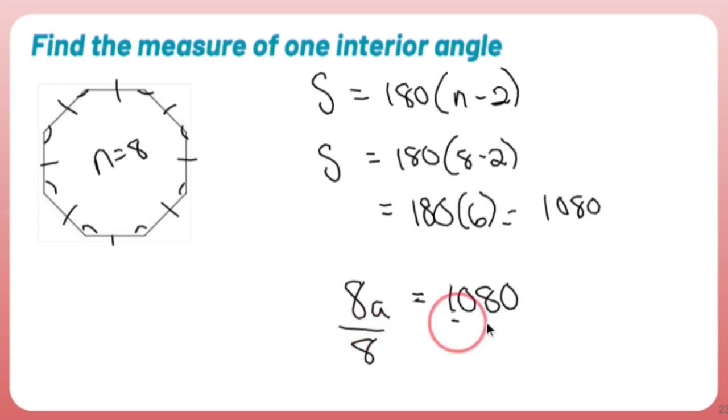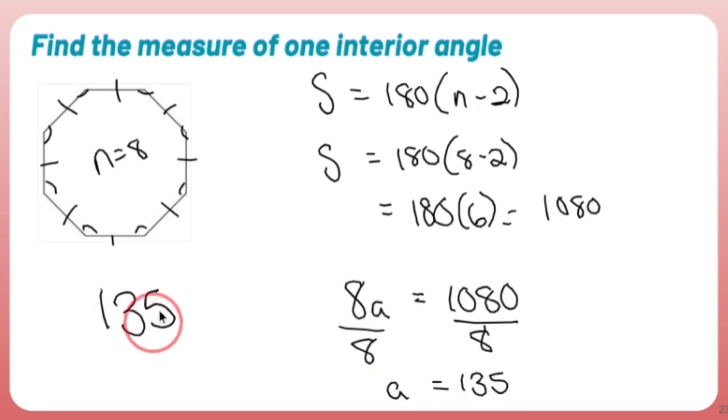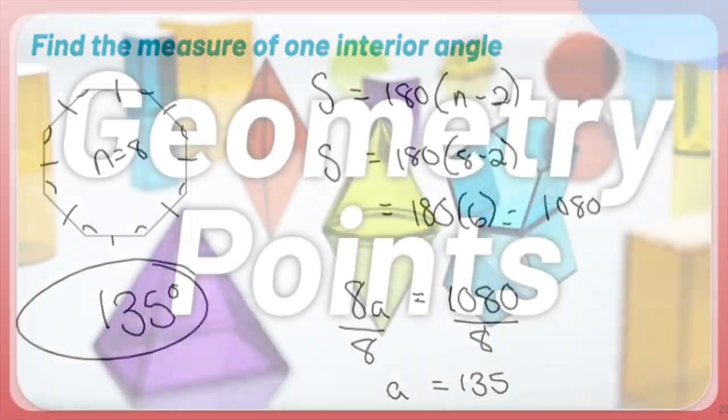Divide both sides by 8, and you end up with 135, which means each interior angle is 135 degrees. And the only reason why we were able to do it this method is because this is a regular polygon. If it's not a regular polygon, that's going to require a little bit of extra thought. But since this was regular, it made life a whole lot easier. So we're done.